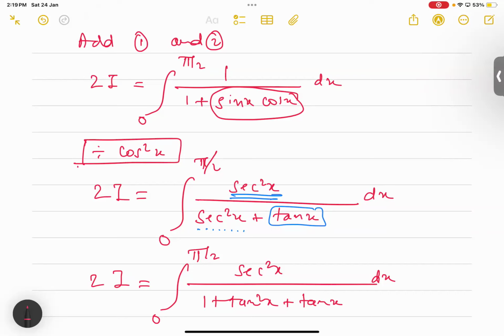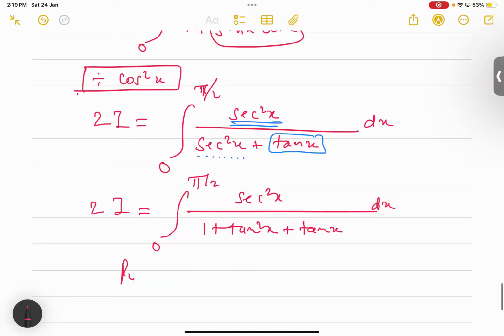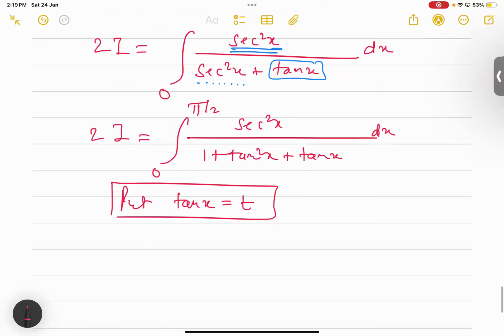I hope you're understanding because some steps are not written in between. Those are the easy steps. Now put tan x equal to t. I will not write everything. Lower limit tan 0 is 0, tan 90 is not defined. Sec square x dx is dt.